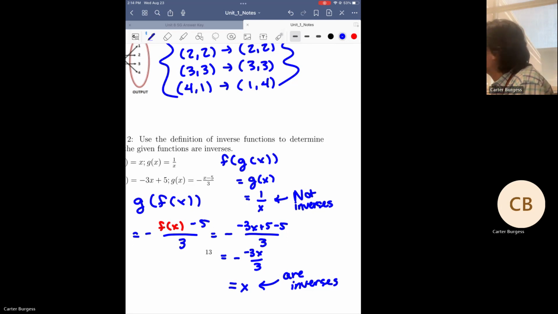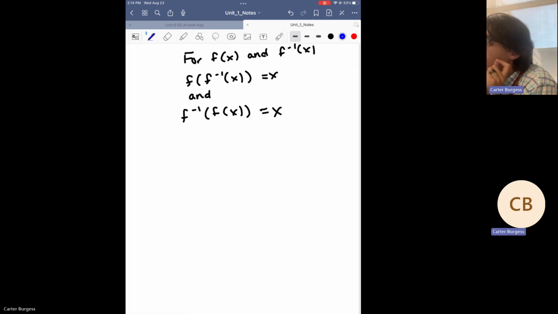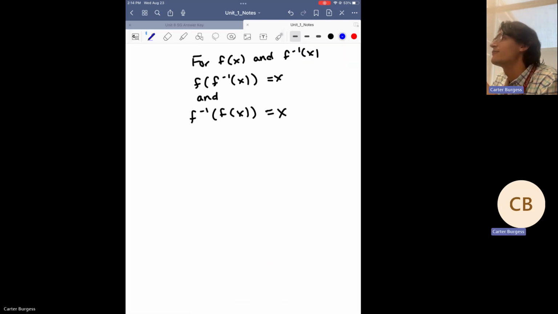Okay. This is true 99.99999% of the time. There is one final exception that we have to talk about, and that is that this is only true if the x that we are plugging into f inverse of x exists within the domain of the function that we are plugging it into.